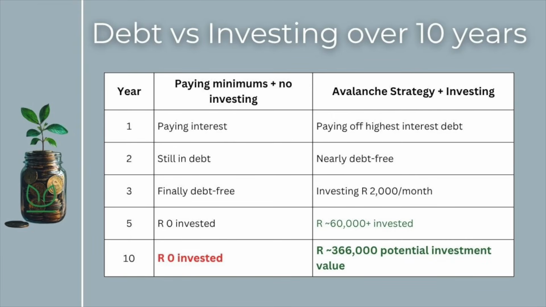But when you are debt-free and investing, or you have paid off your debt faster using our method and then you start investing, in the first year you are paying off your high interest debt. Then in year 2, you are almost debt-free. And from year 3, you can actually start investing that 2,000 a month, and by year 5 you have over 60,000 invested. And when you look at 10 years at the 8% return that we have mentioned over the 10-year period, you have more than 366,000 in investments.